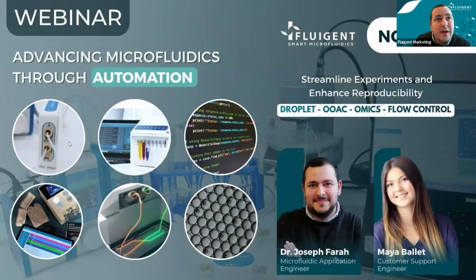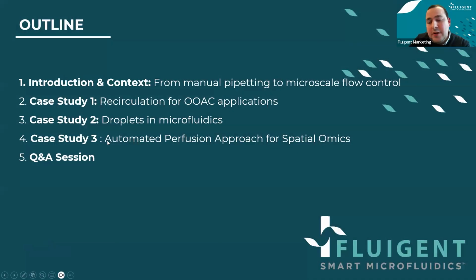So for today's webinar, the guidelines will be: first, we'll start with the introduction and context, from manual pipetting to microscale flow control. Afterwards, we will discuss three case studies: the recirculation for organ-on-chip applications, the second one, droplet microfluidics, and the third one, an automated perfusion approach for spatial omics. And at the end, the Q&A session.